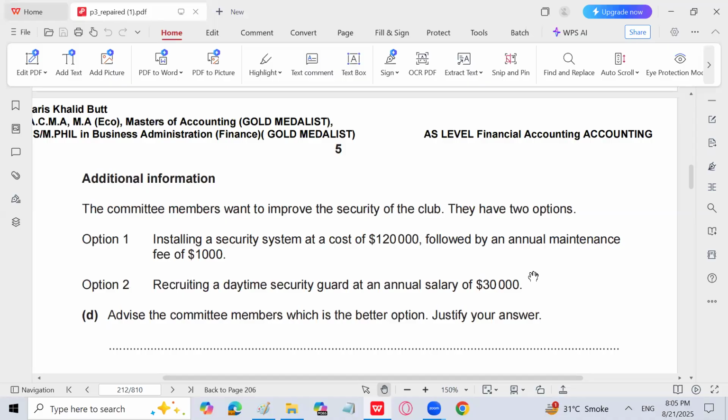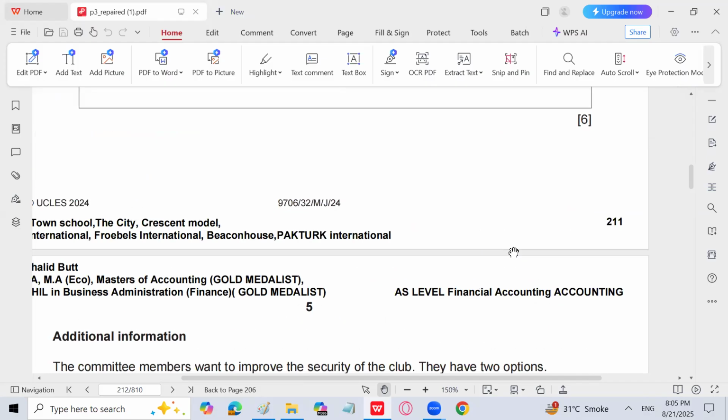And the committee members want to improve the security of the club. They have two options. Installing a security system at a cost of 120,000 followed by an annual maintenance fee of 1,000. Or recruiting a daytime security guard at an annual salary of 30,000. Advise the committee members which is the better option. Justify your answer. So let's solve the question.